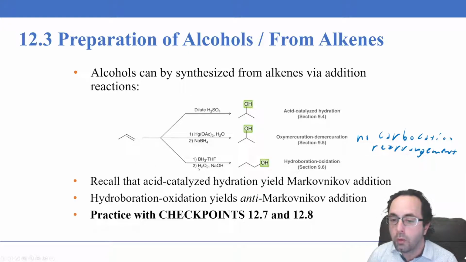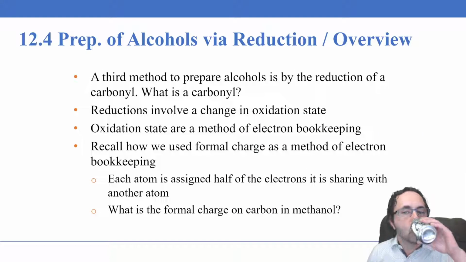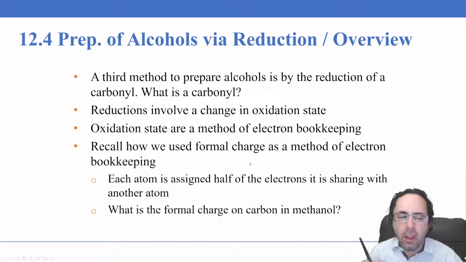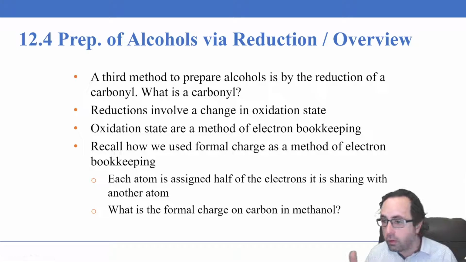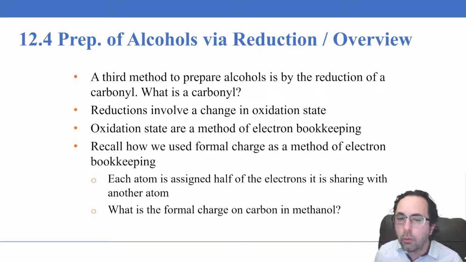If we want to do an anti-Markovnikov addition, where we have the OH on the less substituted carbon, we use a hydroboration oxidation. And so the OH here would go on this one. So these are reactions we've already seen before. Nothing new here. These are just how we make alcohols. We already know how to make alcohols from previous chapters. Now, these aren't the only way to make alcohols. There are other ways. We can reduce a carbonyl.